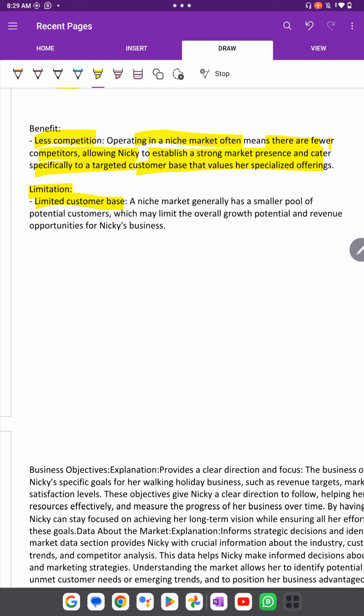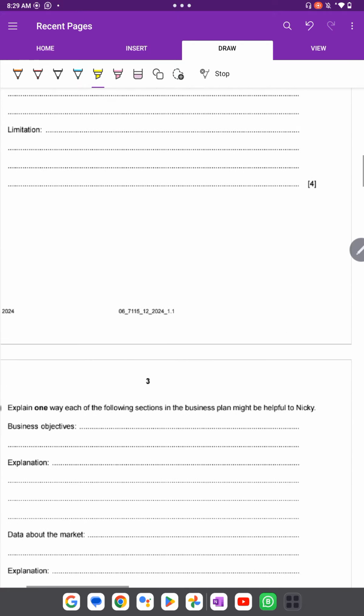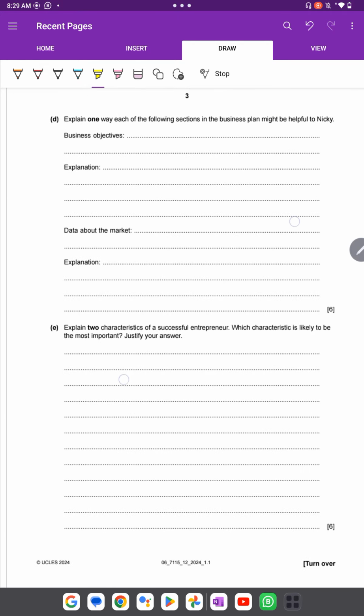just like the very ordinary soaps which we use in our houses, in our homes. So this is usable by everyone, like Lux and Capri and the Lifebuoy soap, this kind of soaps. So there would be a limited customer base. A niche market generally has a smaller pool of potential customers, as I said, which may limit the overall growth potential and revenue opportunities for the Nikki business. So this is the disadvantage, or you can say the limitation, of using the niche market.